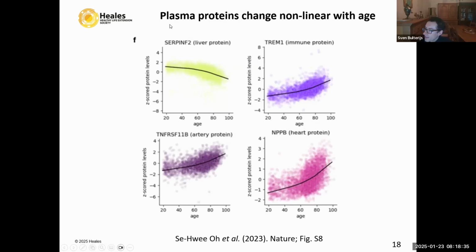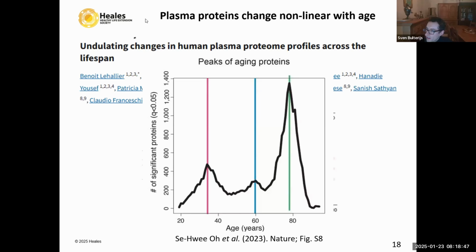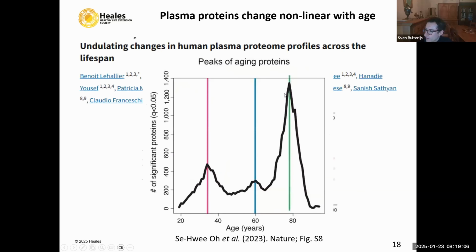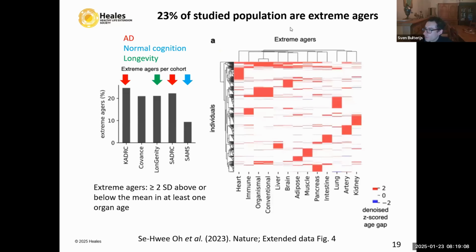Another interesting thing that they found is that the proteins do not change linearly with age. So you can see there is a little curve in these curves. And that may remind you of a previous paper, this paper, where you remember that at 3 different ages, you see a peak where lots of proteins suddenly change in expression. So this paper found exactly the same, that proteins do not change linearly with age, but there is sometimes a curve in it. So I found that quite nice that they found that.